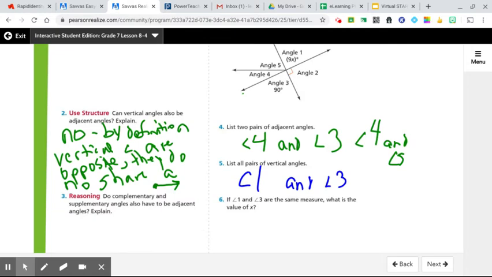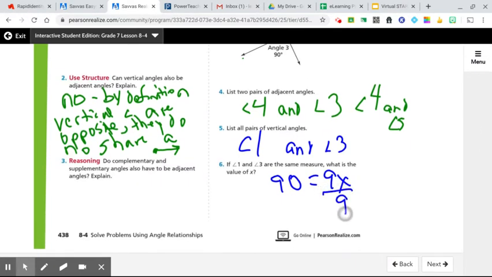Okay, so the only answer for 5 is angle 1 and angle 3. They are vertical. If angle 1 and angle 3 are the same measure, which we know they are because they are vertical angles, what is the value of x? So we are going to use our awesome algebra skills, and we're going to say 90 equals 9x. Now I'm going to solve for x, get it by itself, divide by 9, divide by 9, and 10 equals x. So that was last night's homework.